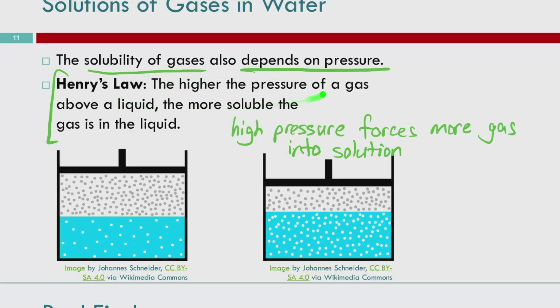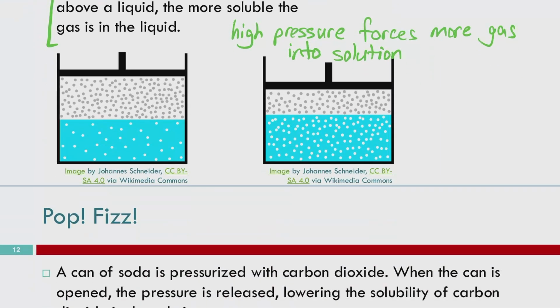For Henry's law, the higher the pressure of a gas, the more soluble the gas. The opposite would also be true. The lower the pressure of the gas, the less soluble the gas is in the liquid. So we lower the pressure, that's also going to lower the solubility. Now we've got a supersaturated solution of CO2.